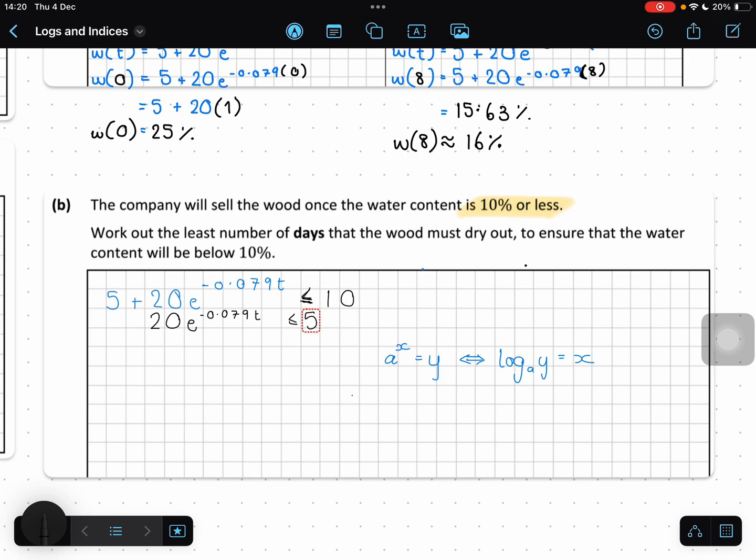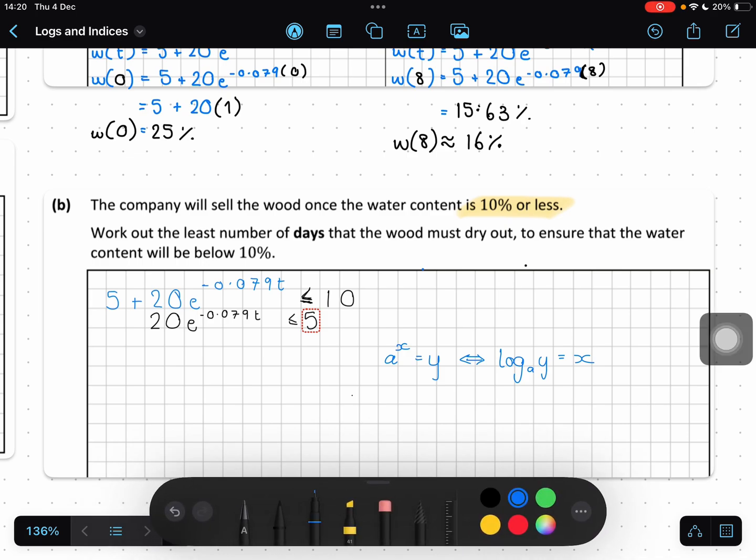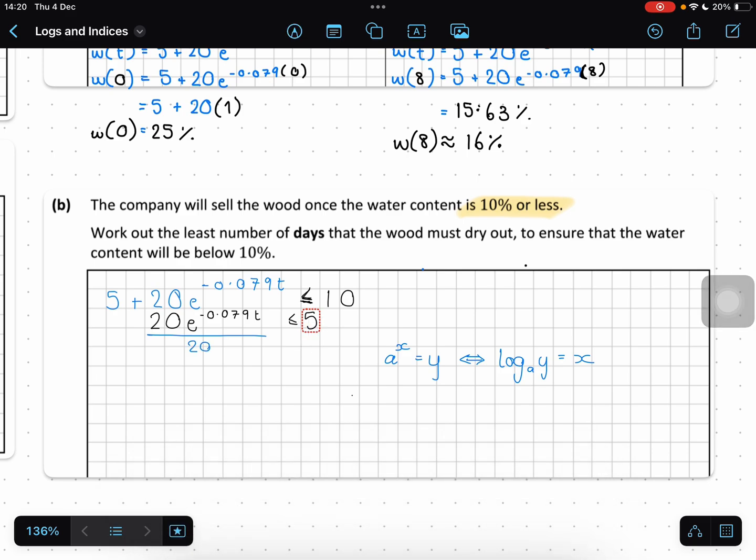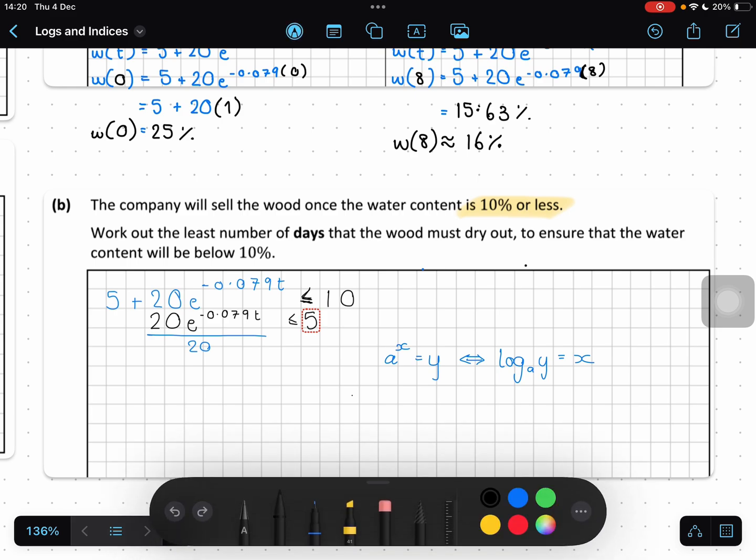Then I'll also get rid of the 20 that's multiplying, because again, the power isn't acting on the 20, so I need to get rid of it before I use my rule. So I'll divide by 20. Why did that just change to black? So divide by 20 there. That way I get e to the power of minus 0.079t is less than or equal to 1/4.